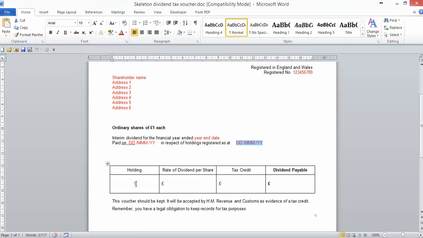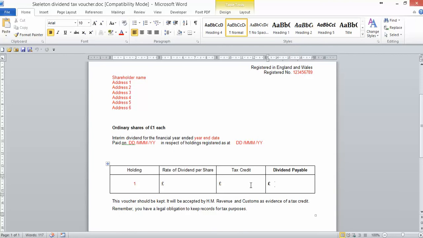You put the shareholding in here, so Mr. Smith has 50 shares, you'd make that 50. The rate of dividend per share, remembering it's a £400 dividend, 100 shares, so the rate of dividend per share is £4. You need to be a little bit careful with the tax credit and dividend payable. So the dividend payable for Mr. Smith is £200, but that counts as 90% of the dividend. So £200 divided by 0.9 and then times by 1 because we want to make it up to 100%. So £400 divided by 0.9 times by 1 is £444.44. So that's how you calculate the dividend payable.